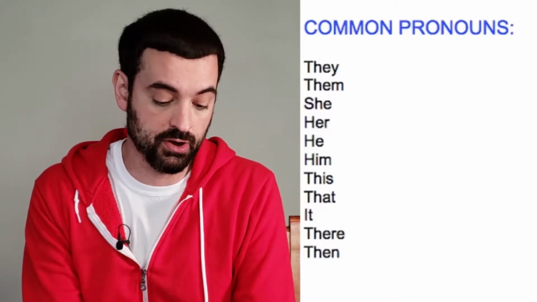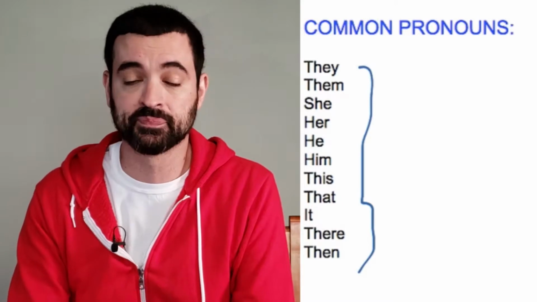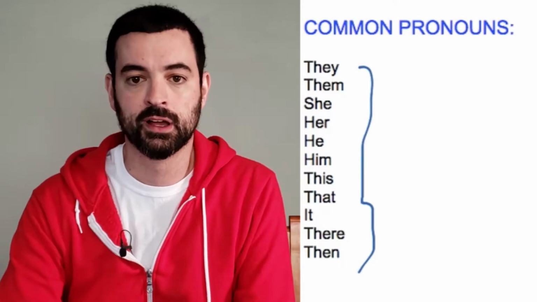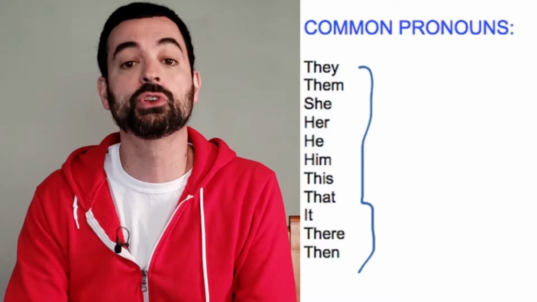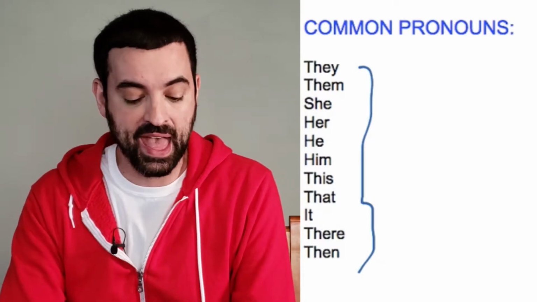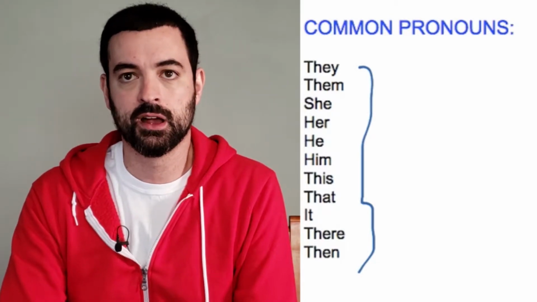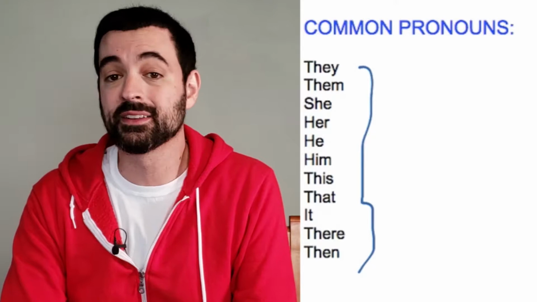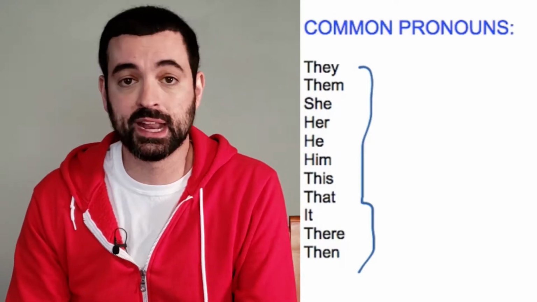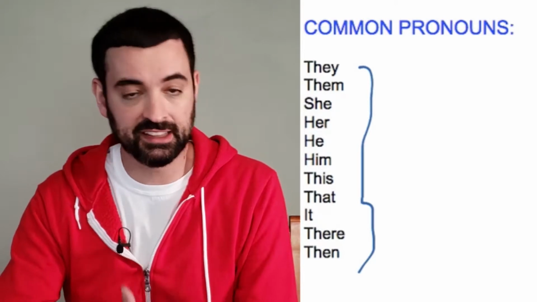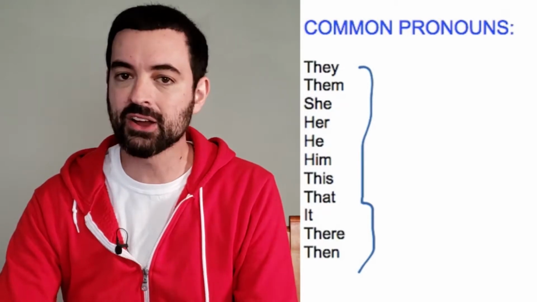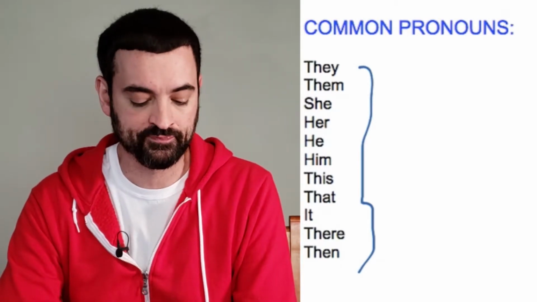So pronouns are words like they, them, she, her, him, this, that, it, there, as in the location, and then, as in the time or the moment. And when we see these words, we are so used to using them that sometimes we don't always look back and see to what they refer. What I'd like to do today is train you to see these words and then ask, who is she? Who is he? Where is there? When is then? What is this?